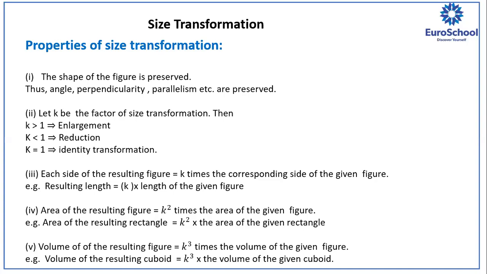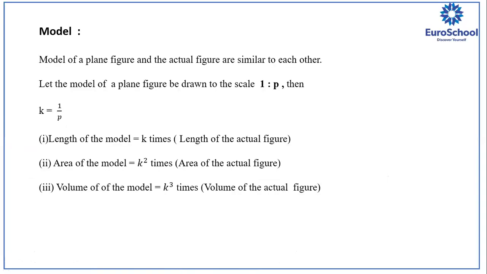Whenever we talk about volume, it means we are multiplying three sides. Three sides means three scale factors, because each side we are multiplying with a scale factor to get the measurement of the new side. Understood? So volume is k to the power 3 into the volume of the given cuboid. It was just an example. Now we'll do some questions so that you'll come to know. Before that, I'll explain to you about a model.